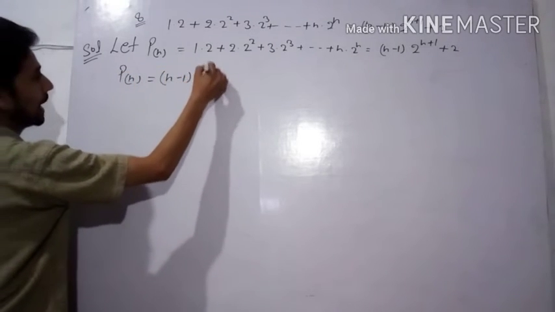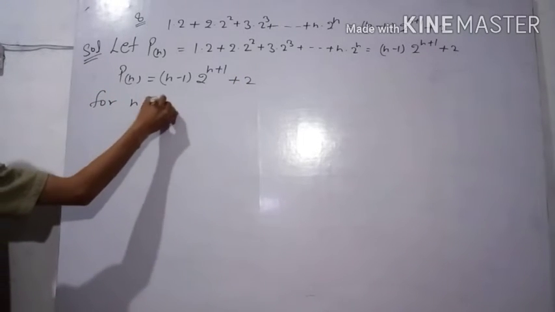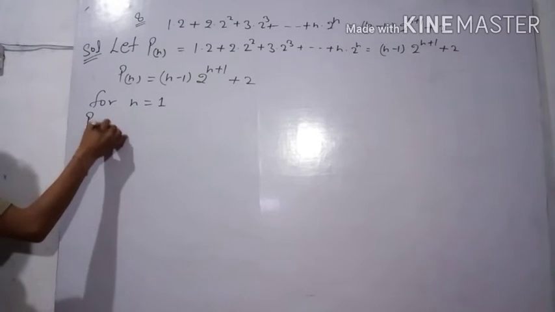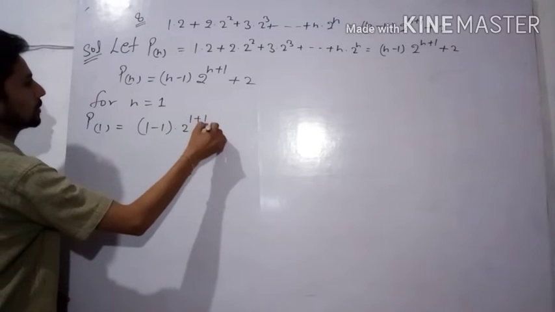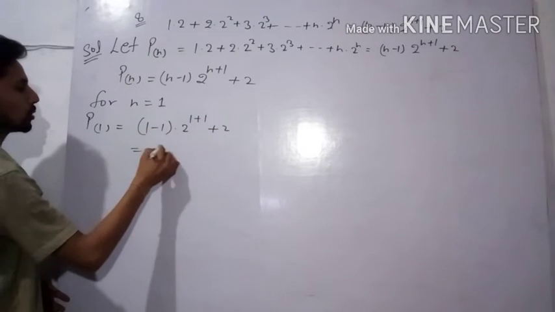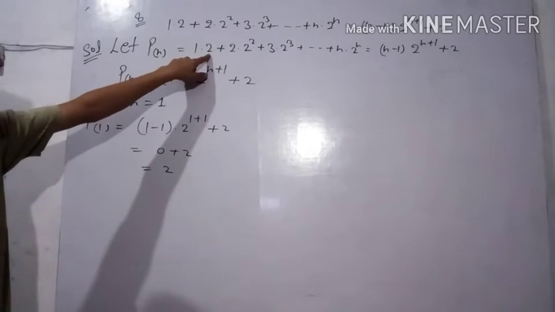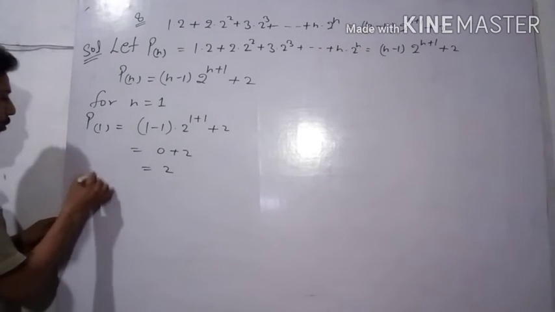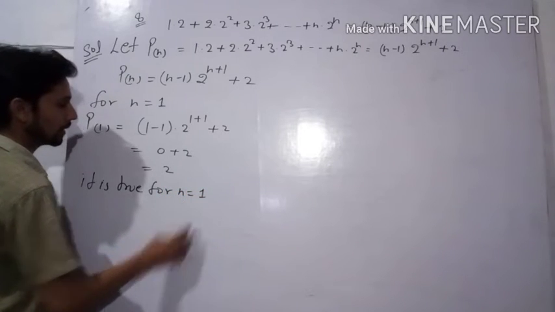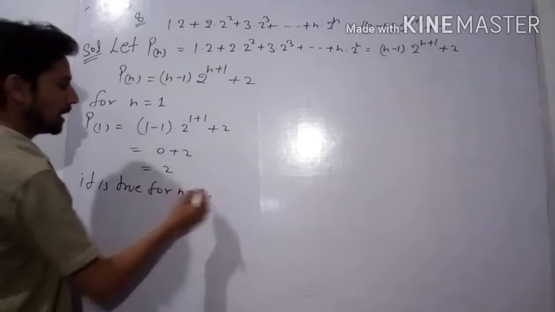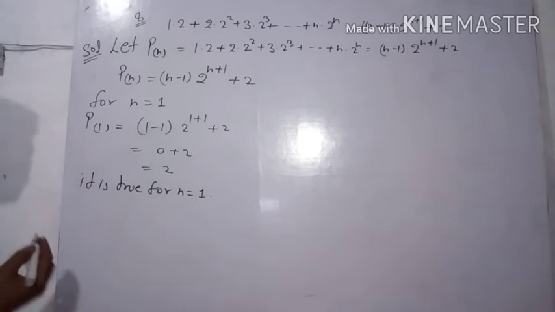First of all, we will prove that it is true for n equals 1. For n equals 1: (1 minus 1) times 2 exponent (1 plus 1), plus 2. So 0 multiply 2 equals 0 plus 2, which is 2. So for n equals 1, it is true. It is true for n equals 1.